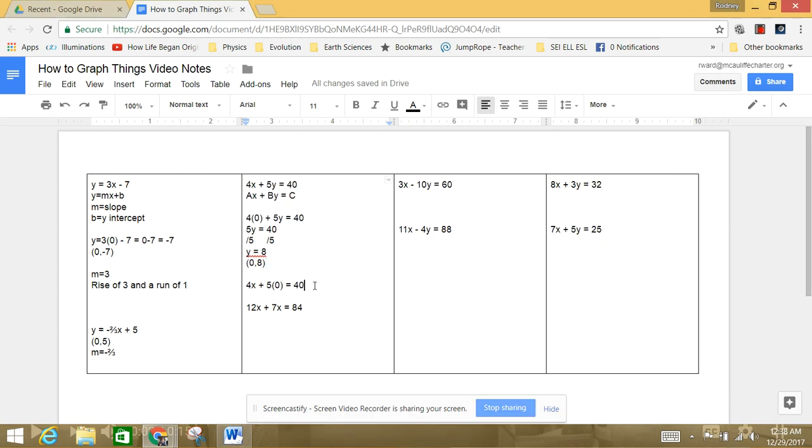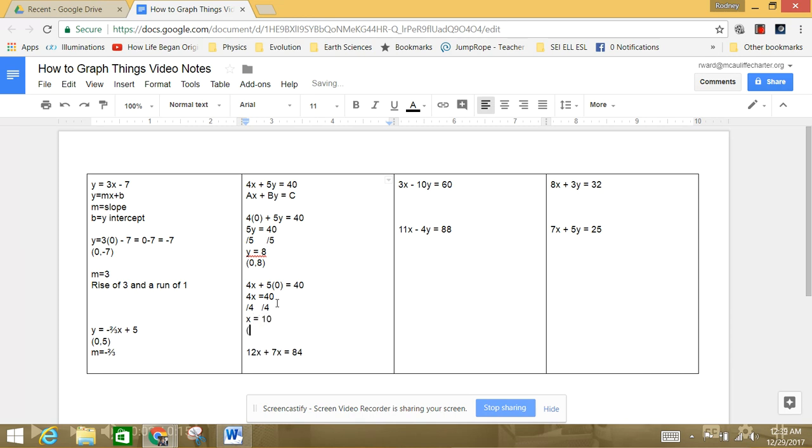Now I go back to this equation, and we're going to try and figure what x is if y equals 0. So 4x plus 5 times 0 equals 40. 5 times 0 is just nothing. So I'm just left with 4x equals 40. Now both sides are 4 times too big. I want to get rid of times 4, so I'm going to divide by 4 using the inverse principle, where you use the opposite operation to cancel something out. So 4x divided by 4 is just x, and 40 divided by 4 is just 10.